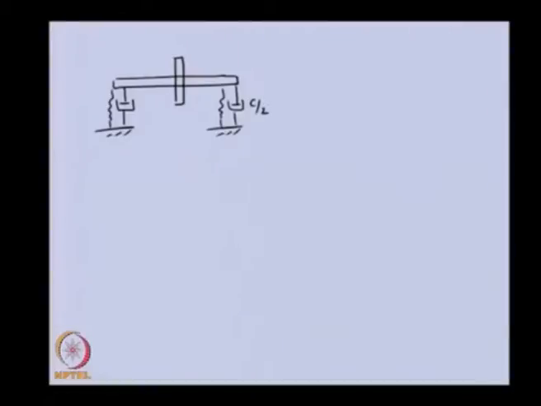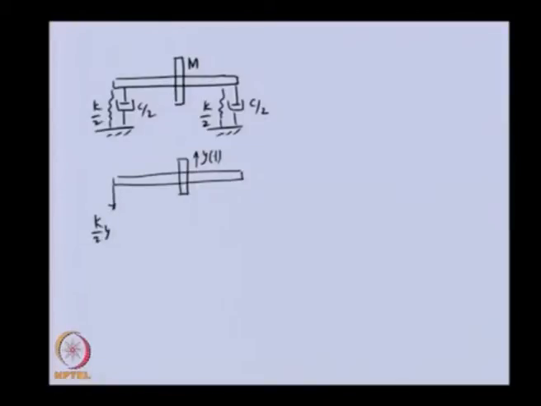Let us say the damping is viscous damping and the coefficient is C. Stiffness is k by 2, here c by 2, k by 2, this is M. So, in this particular case, you can see from the free body diagram of the rotor system, if we have displacement in this direction, we will be having k by 2 y and c by 2 y dot, because viscous damping gives us a force which is proportional to the velocity.